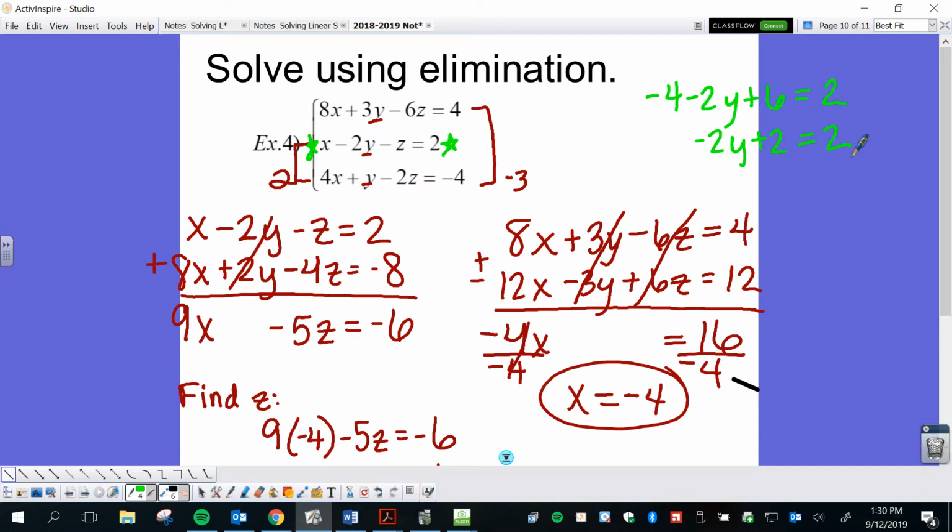Subtract 2. -2y equals 0. Okay, so what's y? Well, we divide by -2, right? What's 0 divided by -2? 0. If I have nothing, I divide it as many times as I want, it's still going to be nothing. Okay, so y is 0.